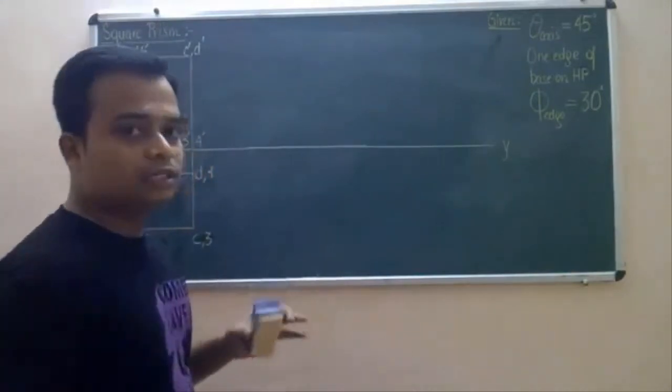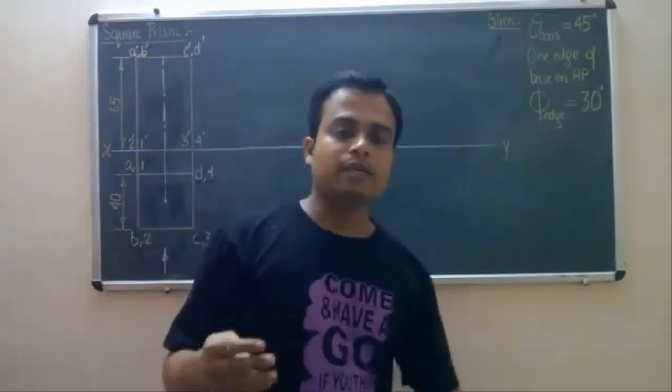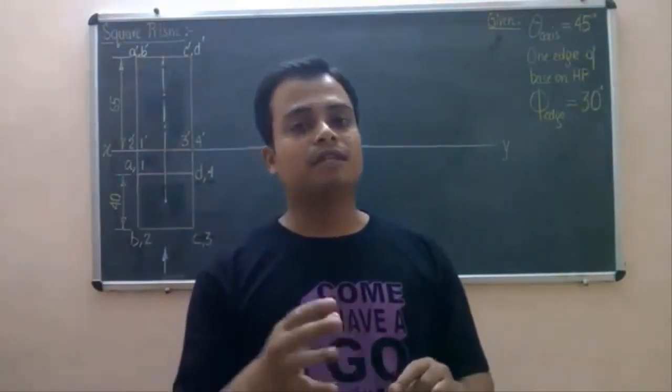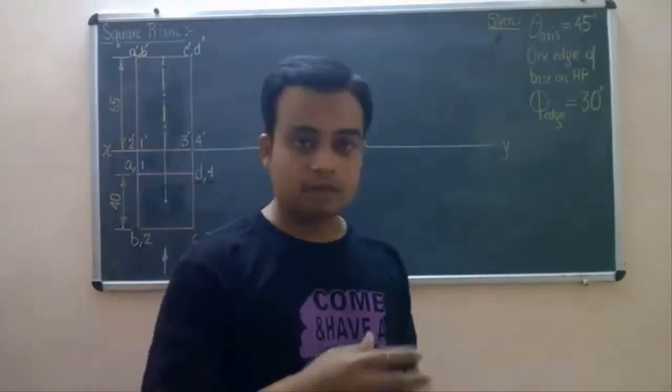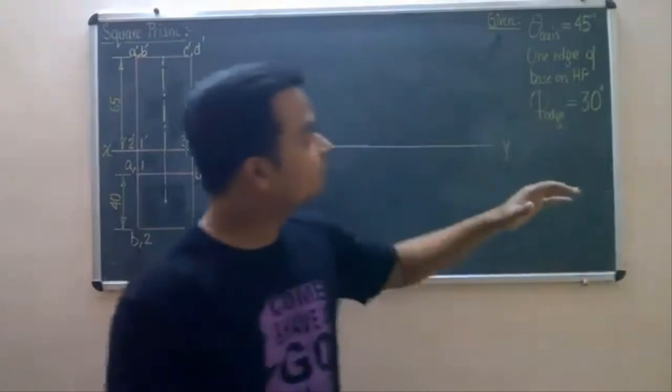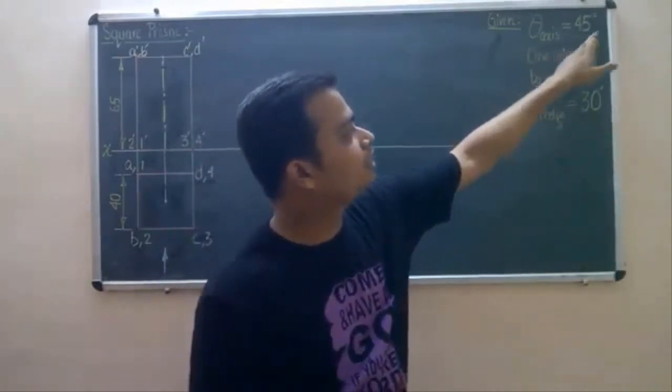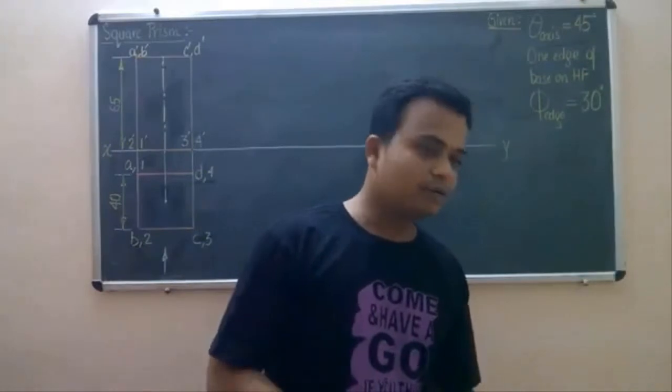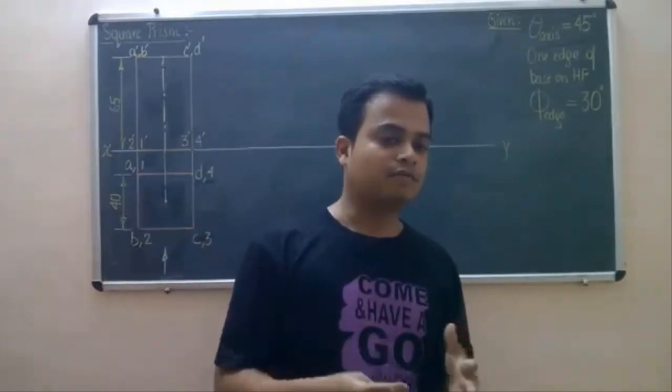Well, as far as step 2 is concerned, you must be knowing that we always incline the axis, particularly when axis inclination has been given in the problem. As far as the axis inclination is concerned, it has been given as 45 degrees, right? So right now, we're going to incline the axis by 45 degrees.